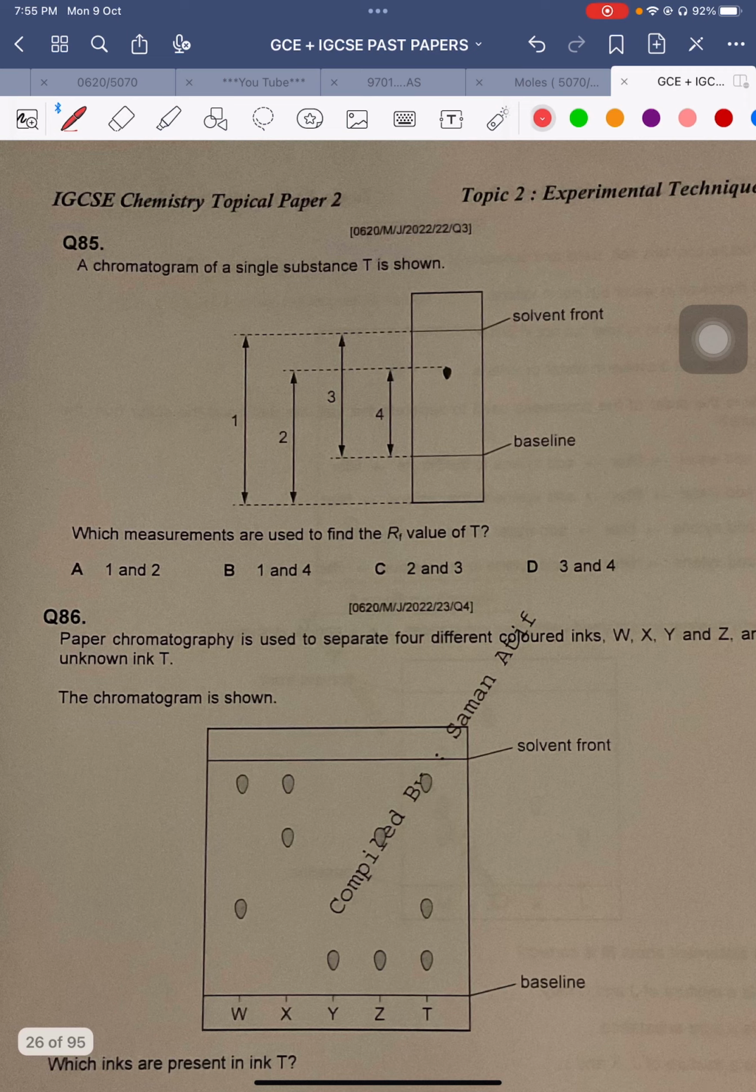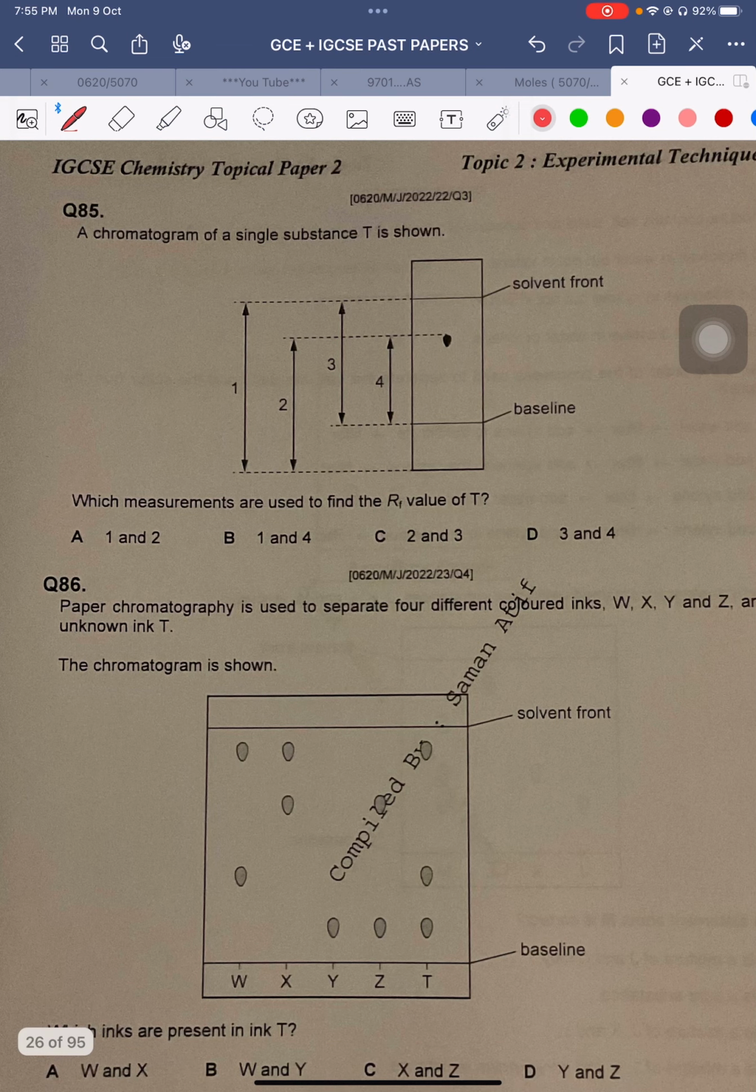Then there is another question. A chromatogram of a single substance T is shown. Which measurements are used to find out the RF value of T? It is 4, because this is the distance traveled by the spot. So it can be either B or D. And then the distance traveled by the solvent will be number 3. Remember this thing, we are always taking the baseline as the standard. From this we are going to start. So 3 and 4, D is the right option for this.